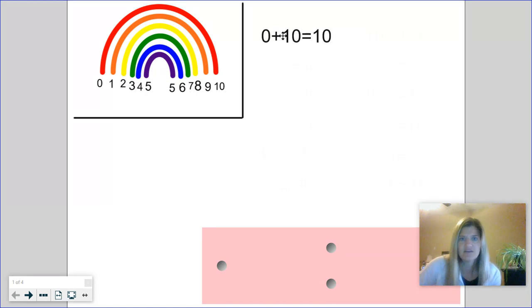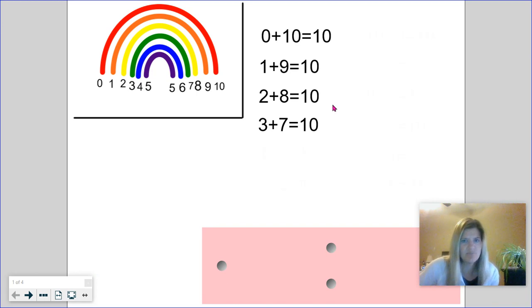Ready? Did you say 0 plus 10? 0 and 10 are partners of 10. Let's look at the next one. The orange half circle, 1 and 9. Shout it out. 1 plus 9 equals 10. Okay, let's go to the next one. See if you can say it before I click on it. You're right, 2 plus 8. 3 plus 7. I'm wondering if you're starting to see the pattern we talked about.